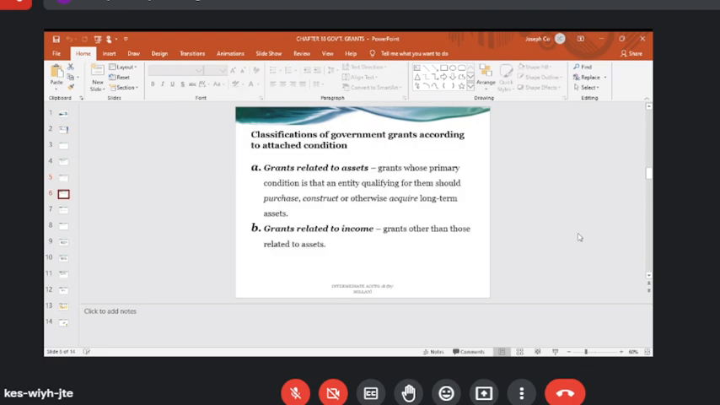Classification of government grants according to attached conditions. Grants related to assets: grants whose primary condition is that an entity qualifying for them should purchase, construct, or otherwise acquire a long-term asset. Grants related to income: grants other than those related to assets.